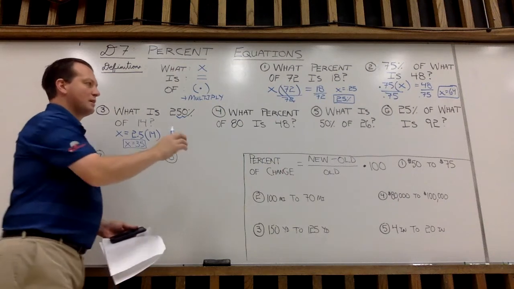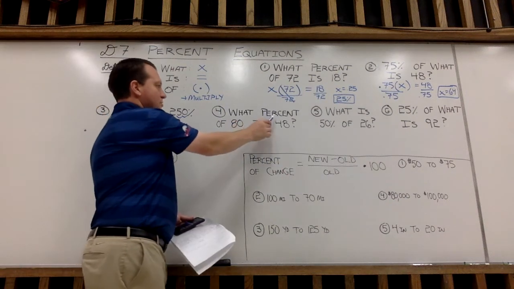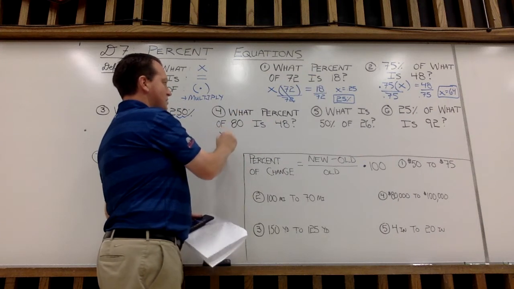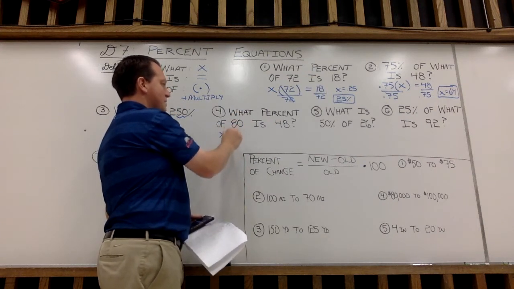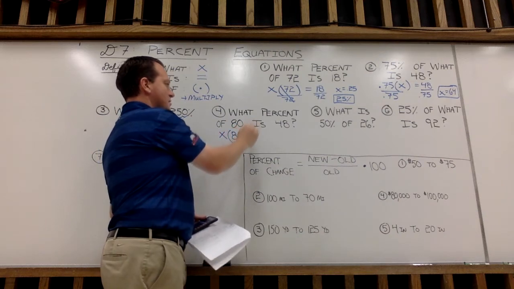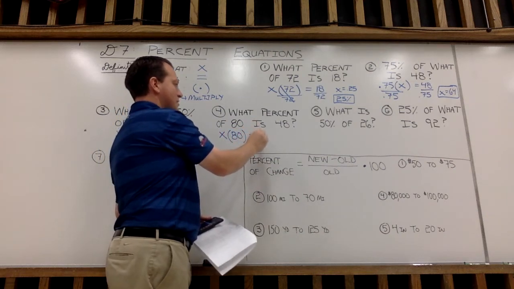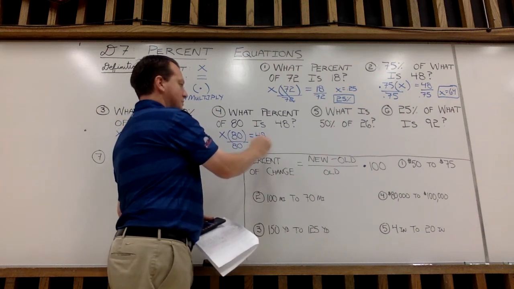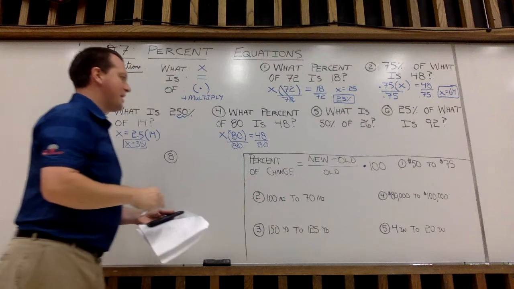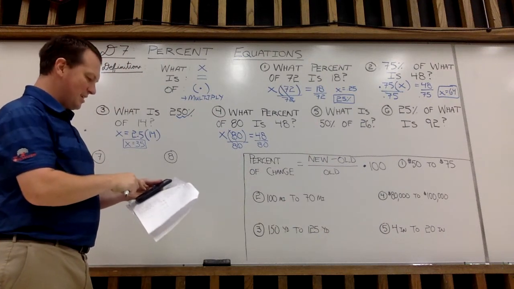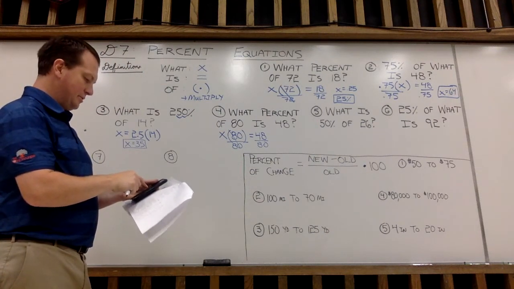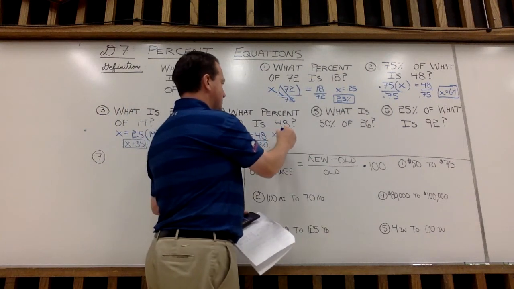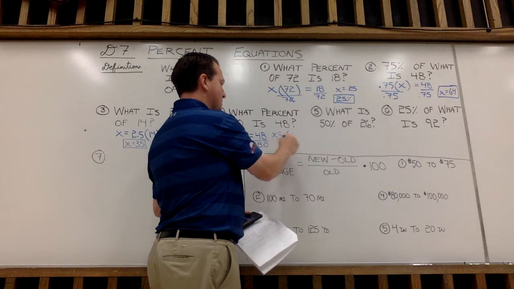That's the 3 types. We'll take a look at one more of each. What percent of 80 is 48? So what, x, percent, nothing, of, times 80, is, equals 48. Again, dividing by 80. 48 divided by 80, I want to say it's 0.6. So that as a percent would be 60%.